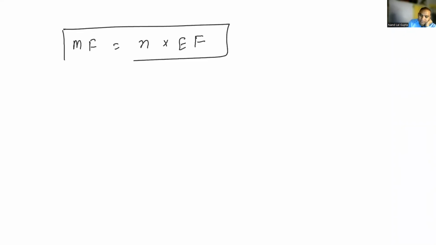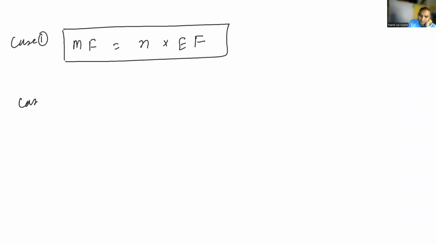I told you there are two formulas to calculate the molecular formula. Let me write down here. Molecular formula is equal to n into empirical formula. This is the one formula. This is case number one.